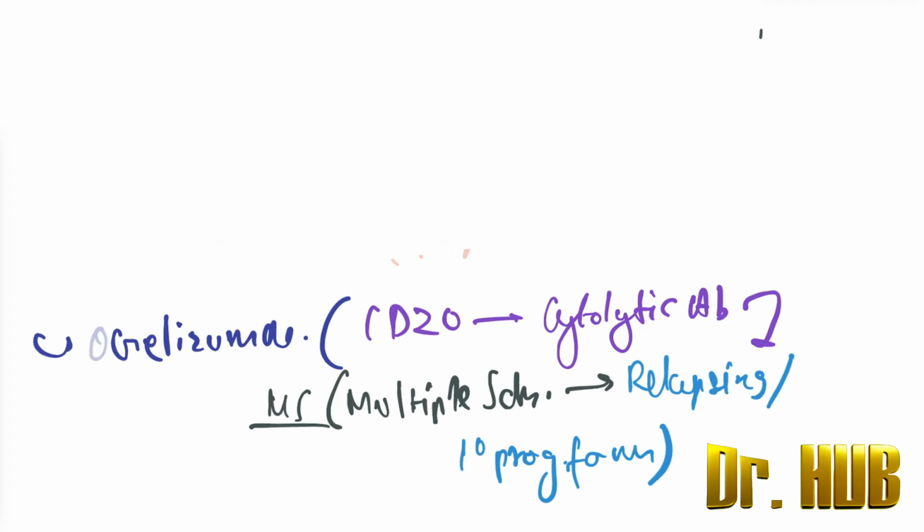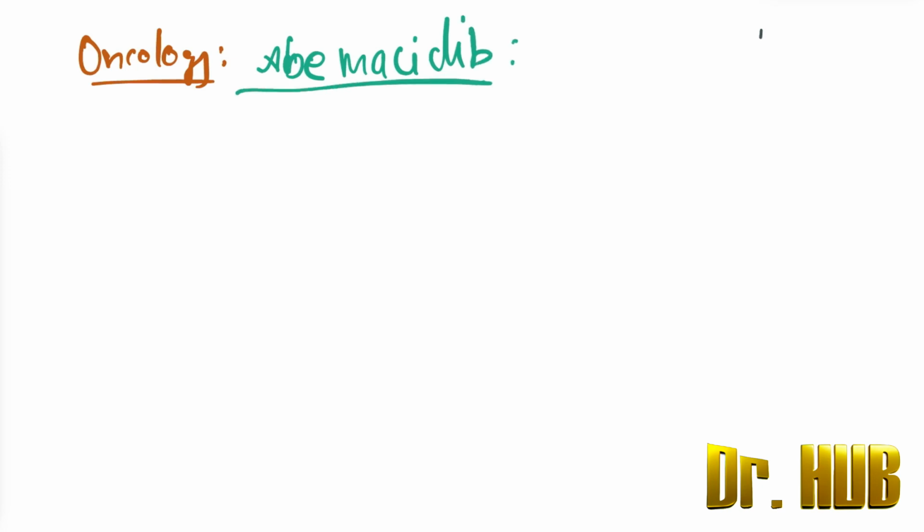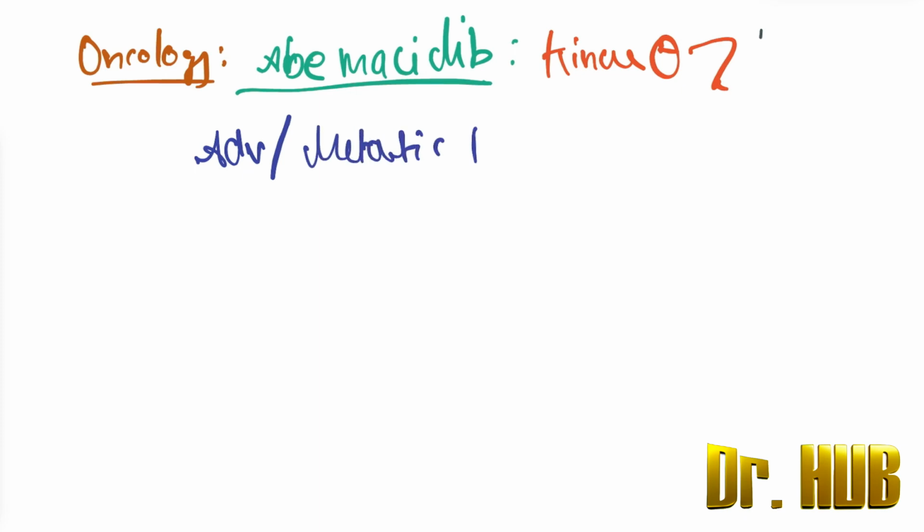Next, we move on to the oncology. In terms of the oncology, there is abemaciclib. So abemaciclib is a kinase inhibitor and it is used to treat certain advanced or metastatic breast cancers. Then there is neratinib maleate.